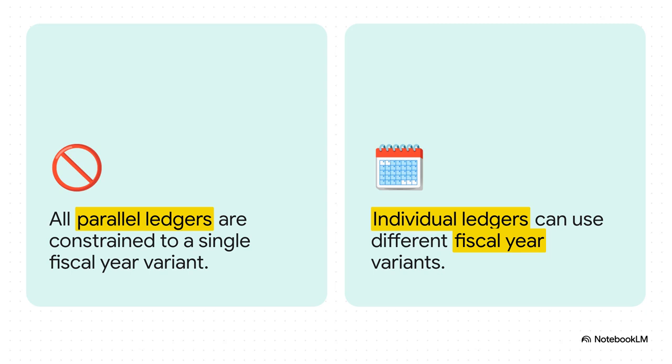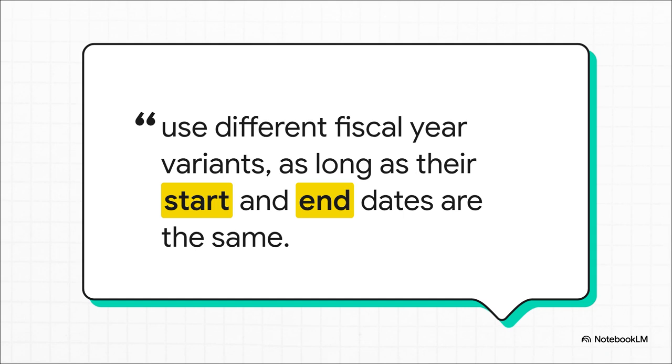Activating FIN_ACCGEN_CI1, well, that just shatters that limitation. This gives you some amazing flexibility. Now, individual ledgers can have their own fiscal year variants. There's just one super important rule you have to remember. The start and end dates have to match up. So for example, you could have a 4-4-5 retail calendar running right alongside a standard calendar year, no problem as long as they both start January 1st and end December 31st.